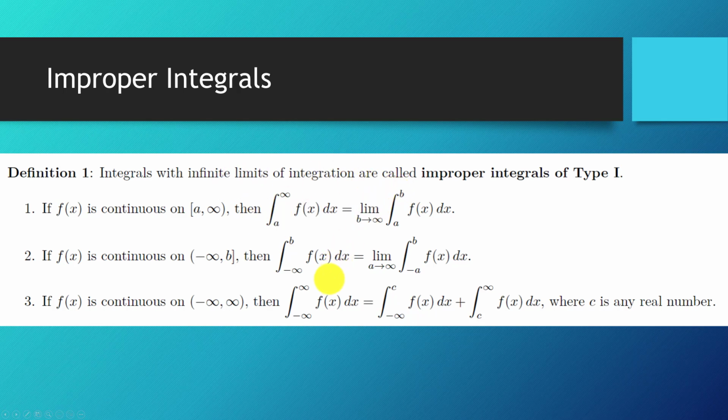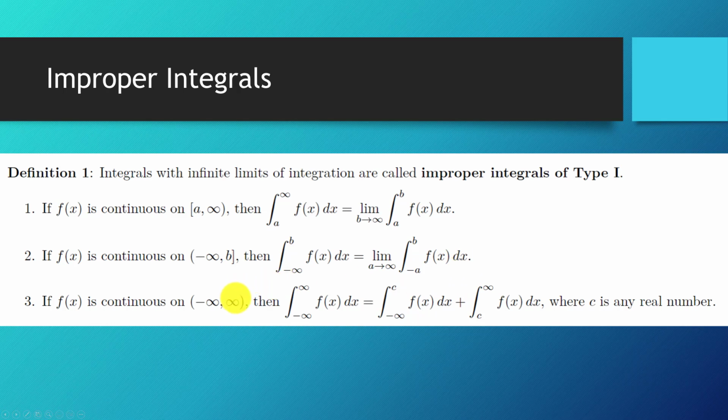Likewise, if you're approaching negative infinity, we'll have our integral from negative infinity to b of f of x be the same as the limit, this time as a approaches negative infinity. This is just another way of saying it: the limit as a approaches negative infinity of the integral from a to b of f of x.